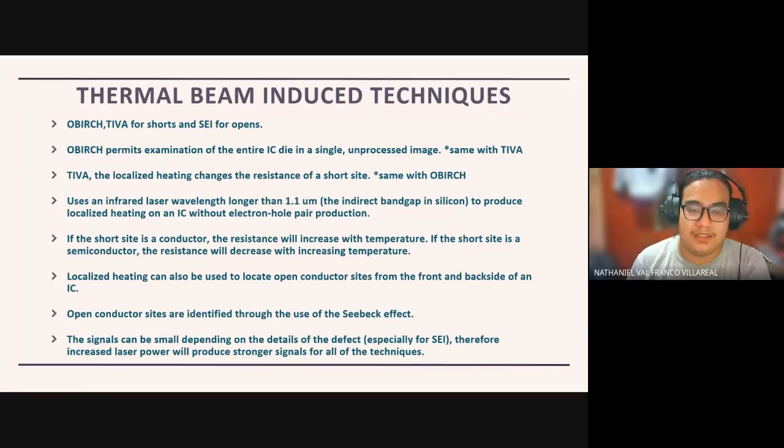Open conductor sites are identified through the use of the Seebeck effect. The signals can be small depending on the details of the defect, especially for SEI. Therefore, increased laser power will produce stronger signals for all the techniques. So next slide.